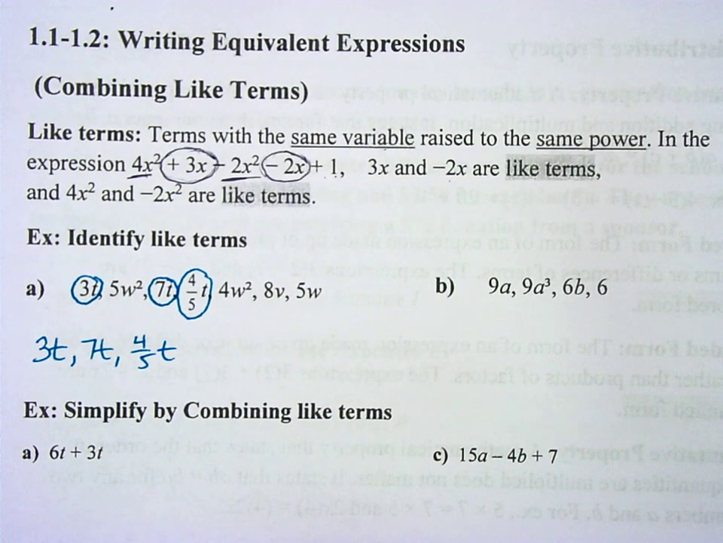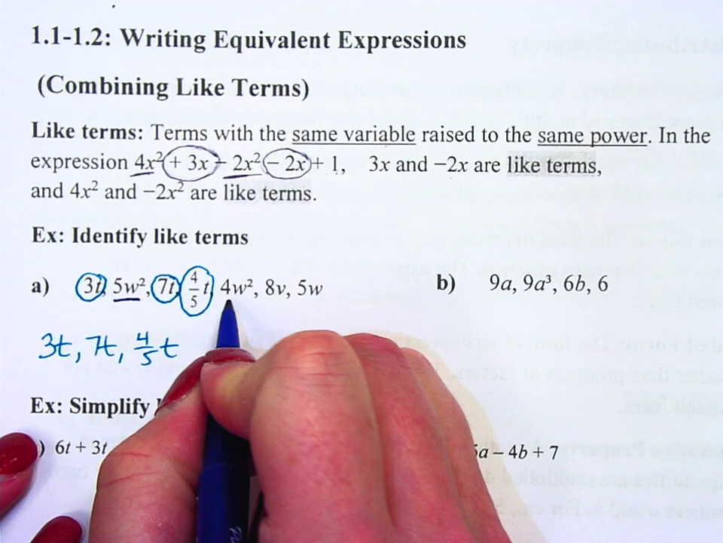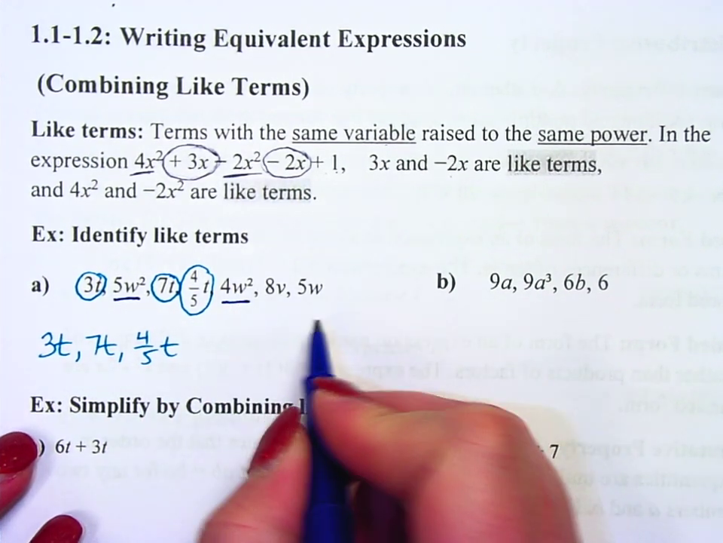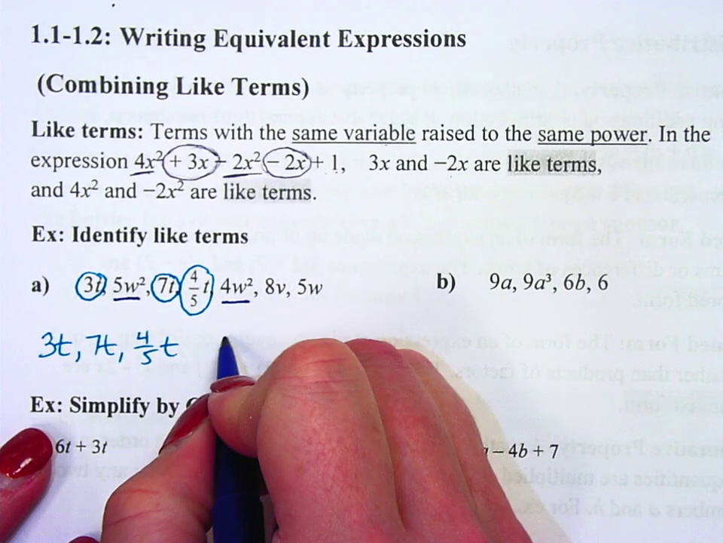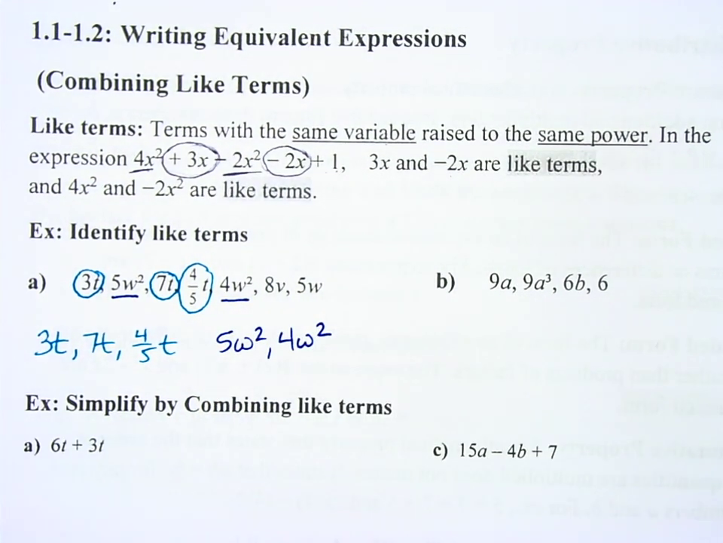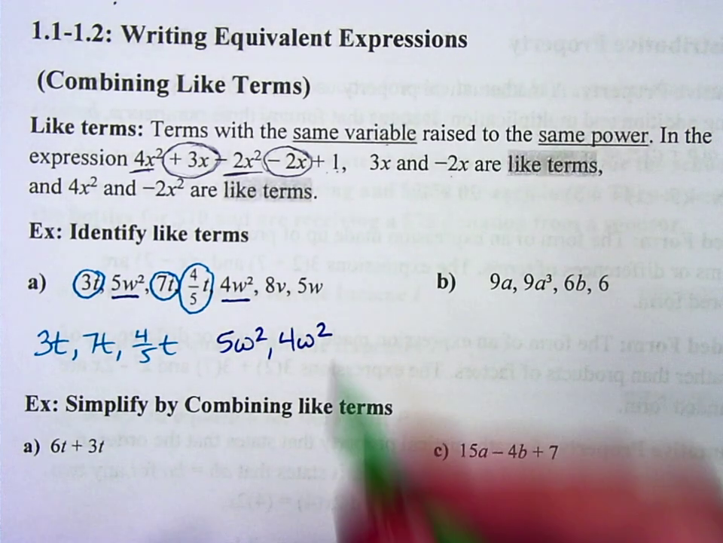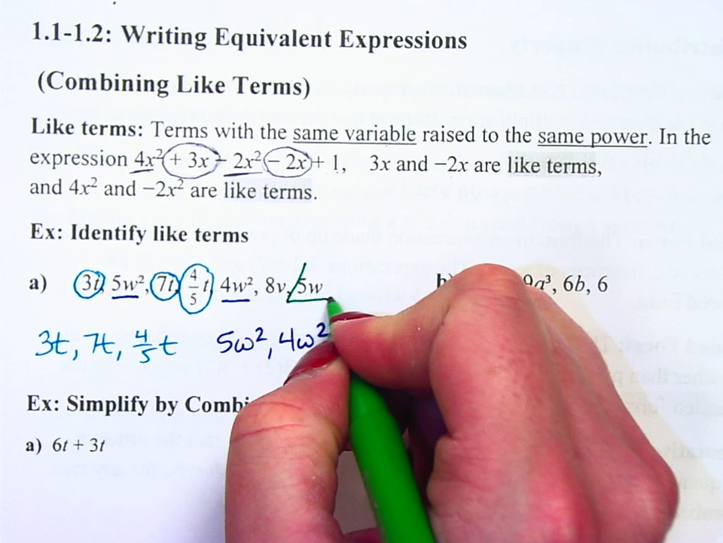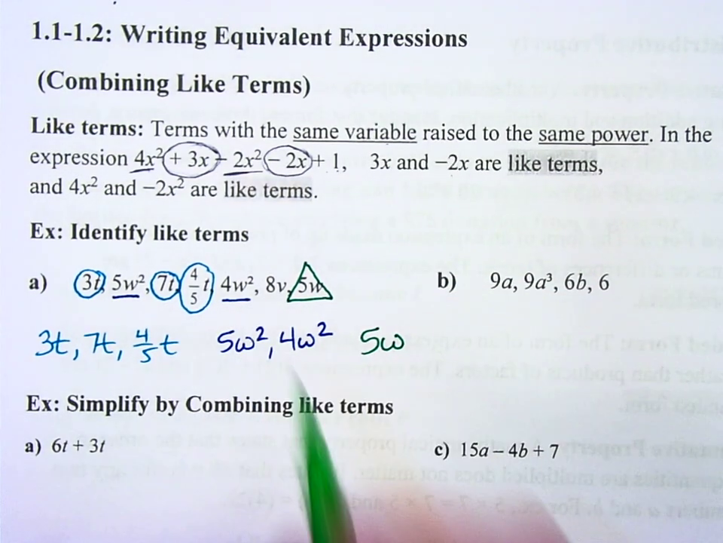Okay, next I'm going to go with my W's. So I have 5W squared, 4W squared, but then this one just has a W by itself. So my like terms are only the 5W squared and my 4W squared. I'm giving symbols, different colors, just a way for you to code this, so you can see maybe a triangle around that guy. 5W is different than my W squared.